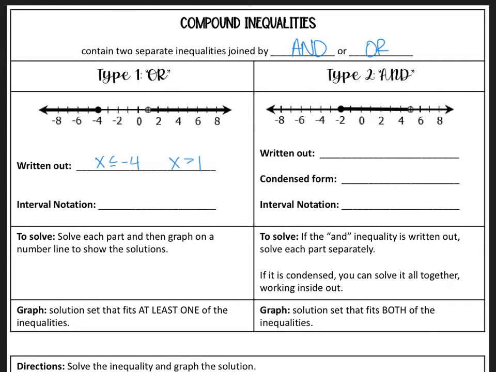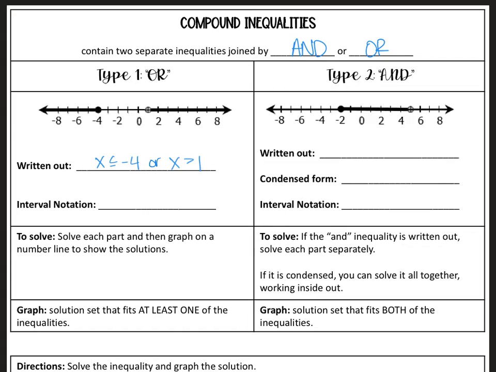But notice it doesn't need to be both. So notice like 3, for example. 3 is a solution to this second inequality, but 3 is not less than or equal to negative 4. So this is a compound inequality that we would join with or, because it's one or the other. x can either be less than or equal to negative 4, or it can be greater than 1.